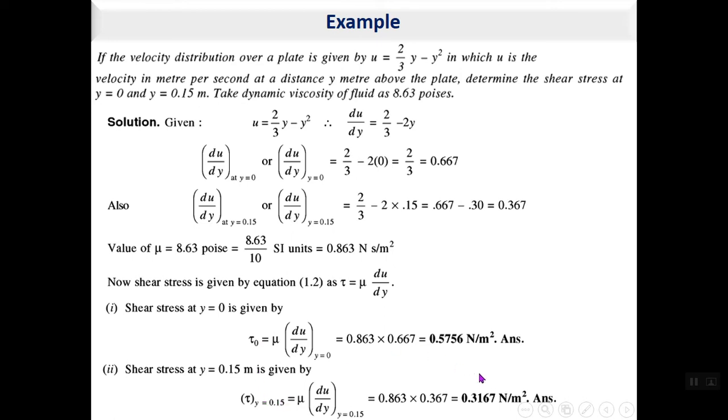What you can see here is that the shear stress at the surface of the plate is more than the value of shear stress at a distance of 0.15 from the plate. This is an important result. So the maximum shear stress happens at the surface, and as you go far from the surface, the shear stress will decrease. I will discuss this again.